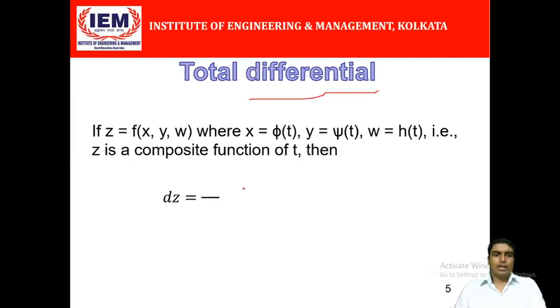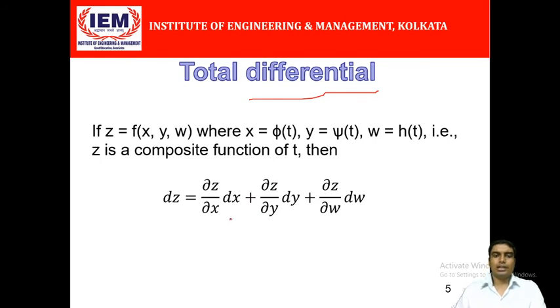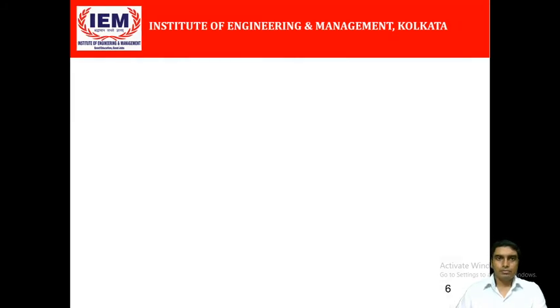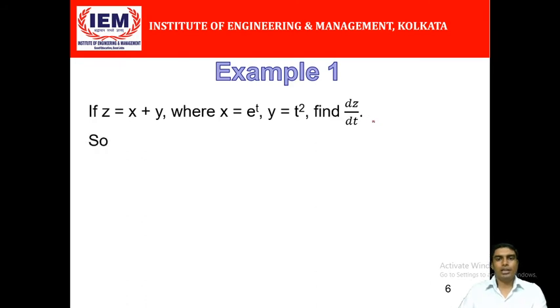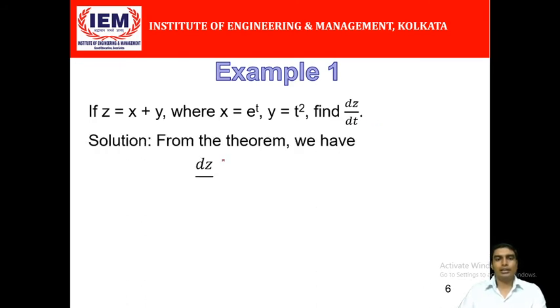So you will get dz equal to ∂z/∂x into dx plus ∂z/∂y dy plus ∂z/∂w dw, and so on. Now the first example of this total derivative: suppose we have the function z equal to x plus y, where x is a function of t, that is e to the power t, and y is a function of t, that is t square. Then we have to find dz/dt, and you know the formula for finding the total derivative, so you can do it this way.